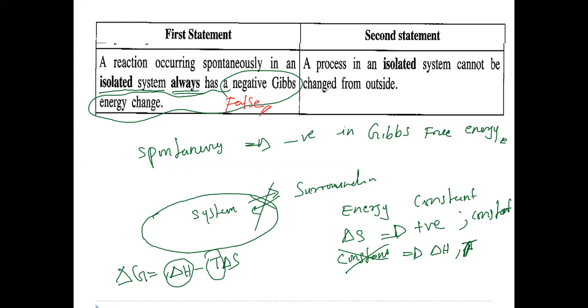Let's now move on to the second statement. A process in an isolated system cannot be changed from outside. What is meant by the isolated system? Neither energy nor heat can be transferred or exchanged between the system and the surroundings. So what they said, the process in the isolated system cannot be changed from outside, is absolutely true. So your answer is false, true. That should be, what is the combination? Answer number 4.